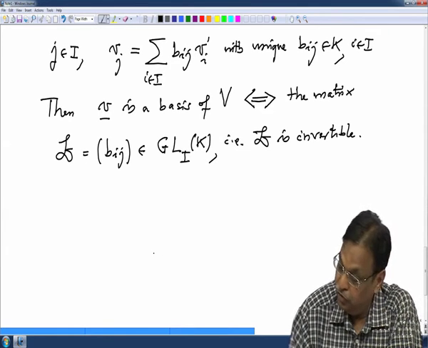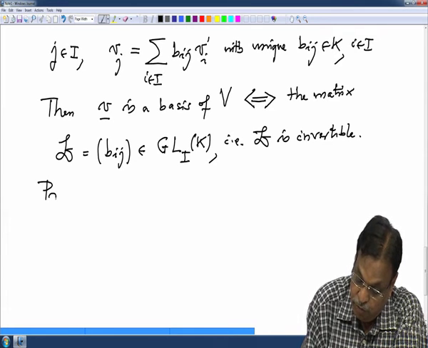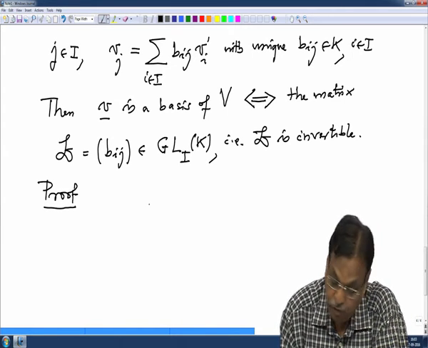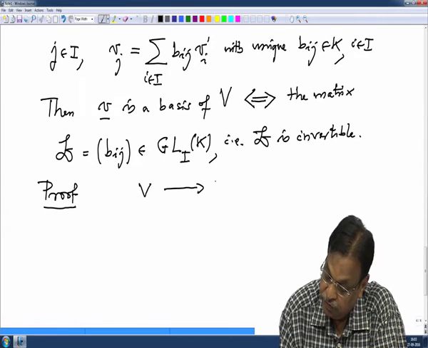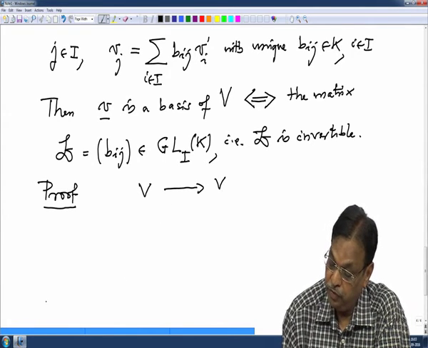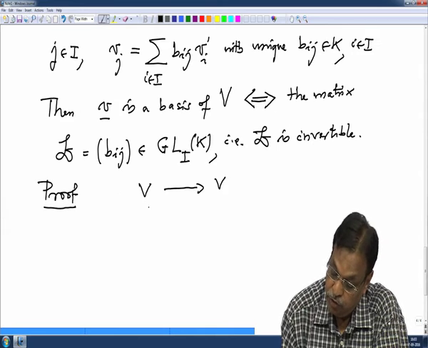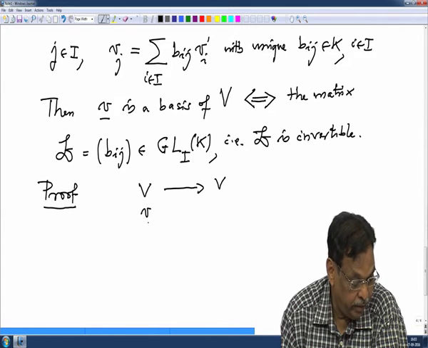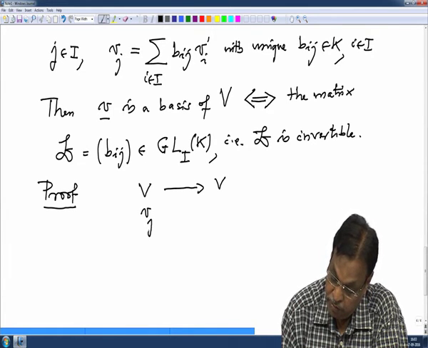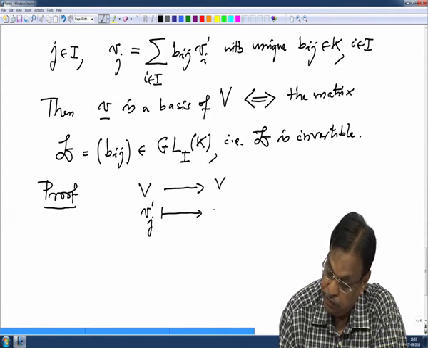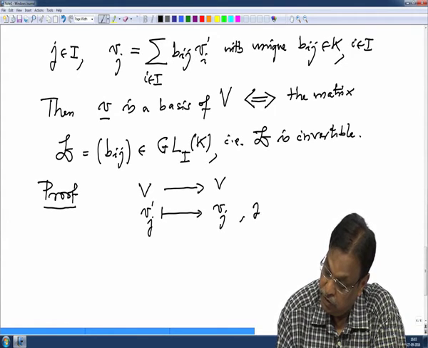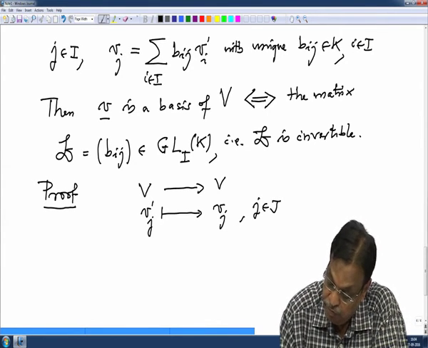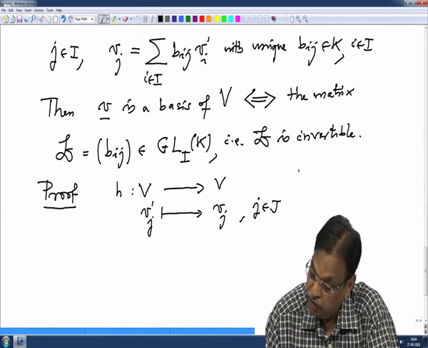So again, this is not so difficult. Let me indicate the proof. Look at the map from V to V. If I have to define a linear map from V to V, I only have to give it the values on the basis elements. So Vj prime goes to Vj, j in I. This defines a linear map. Let us call it H. H is linear.